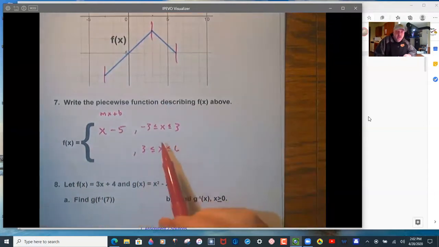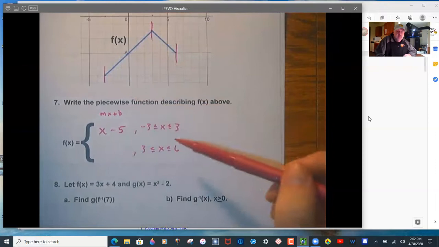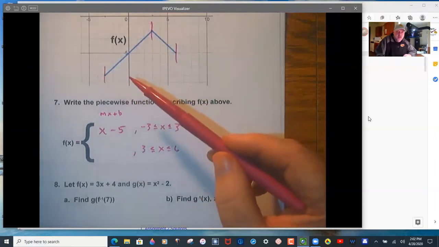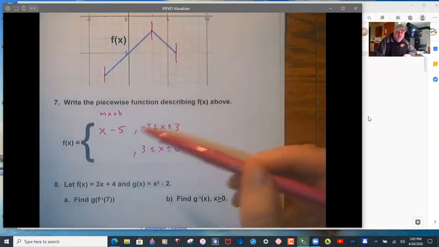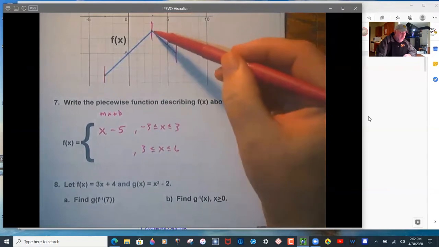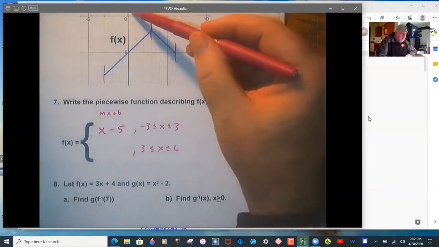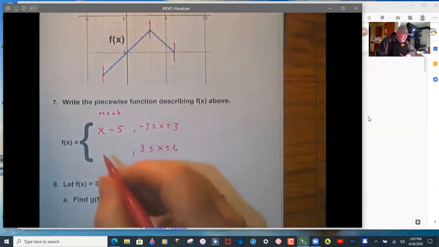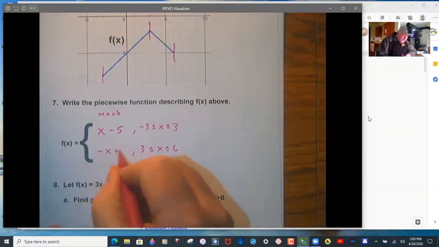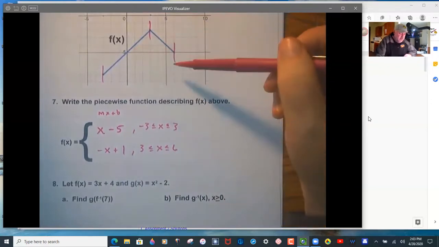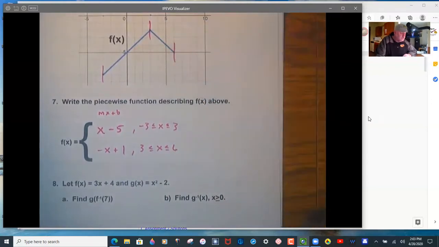And you should check it out. You know, when I start substituting points in at -3, does it give me -8? It does. And then up at 3, does it give me -2? It does. And then this one has a slope of -1, and it's looking like if you extrapolate that slope up, you would hit a y-intercept of 1. Remember that the b is the y-intercept. And that's taken out to 6 in the domain.